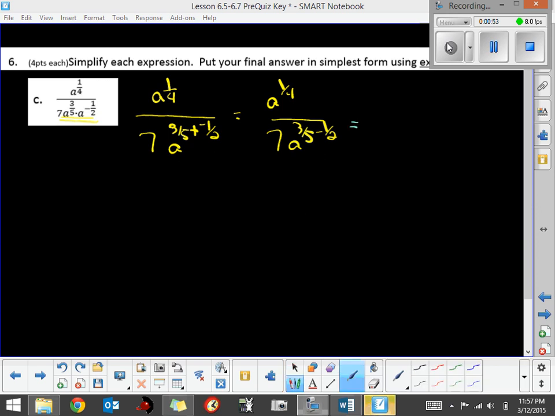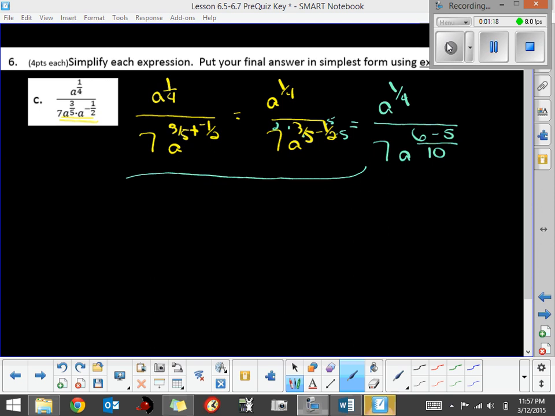And now I'm going to rewrite it using a common denominator, a to the 1/4 over 7a, and the common denominator between 5 and 2 is 10, so 5 times 2 is 10, so 3 times 2 is 6, so I have 6 tenths, then minus, now I've got to multiply this times 5 to the 10, so 5 times 1 is 5, so 6 minus 5 is 1. So I'm going to wrap this around over here, so now I have a to the 1/4 over 7 times a to the 1/10.